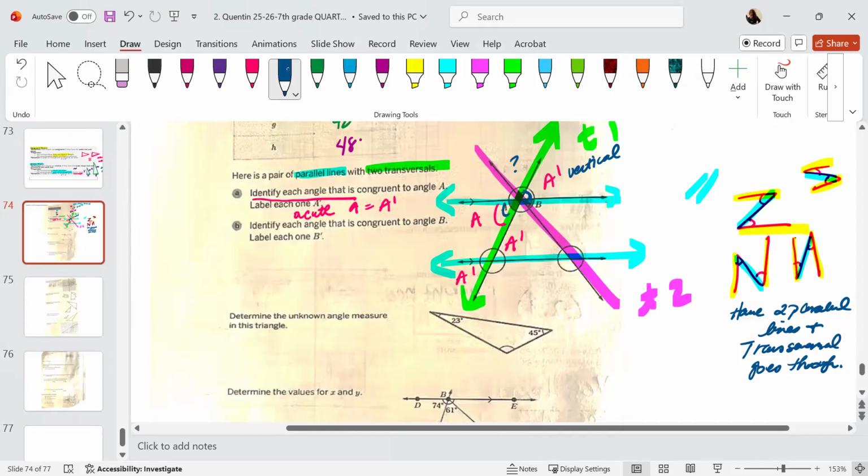No, because this part, watch over here. This part right here is corresponding to this angle right here. That's not it. You might want to ask her that just to check. Make sure you put a question mark on that, but I'm pretty sure you can't just do that.